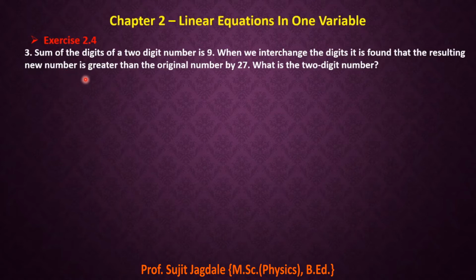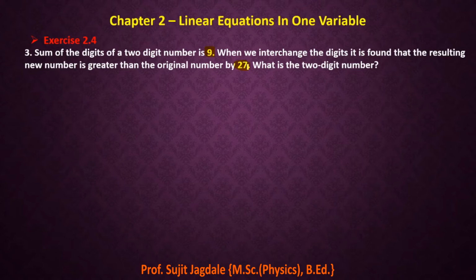Question number 3 is like this: the sum of the digits of a 2-digit number is 9. A 2-digit number means numbers like 10, 11, 12, etc., and the sum of their digits is 9. When we interchange the digits, it is found that the resulting new number is greater than the original number by 27.